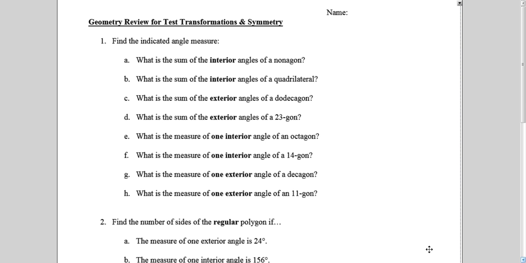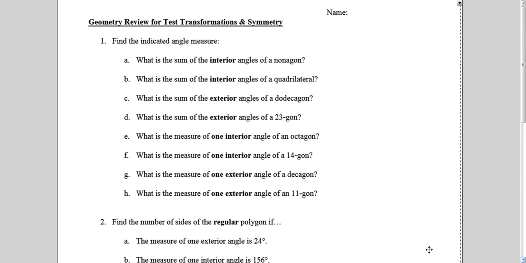All right, we are doing the geometry review for the test on transformations and symmetry. So hopefully you have this packet out so we can get started.